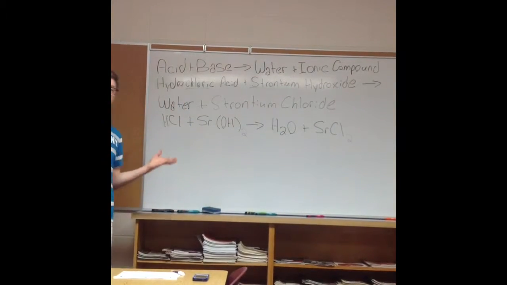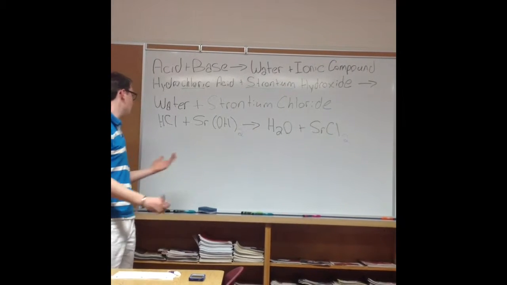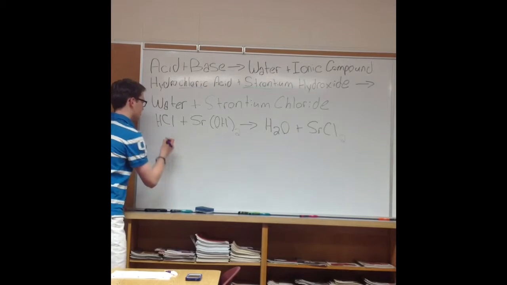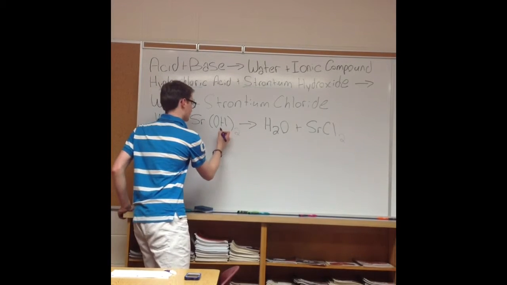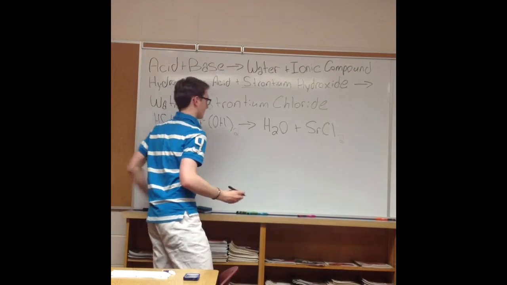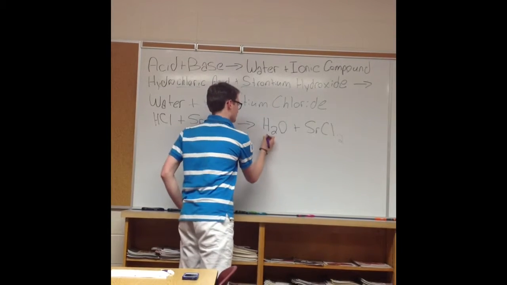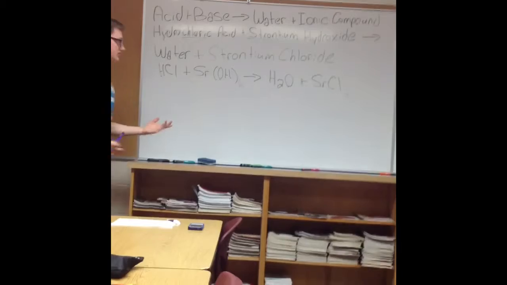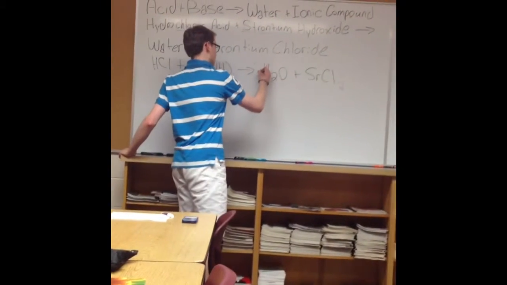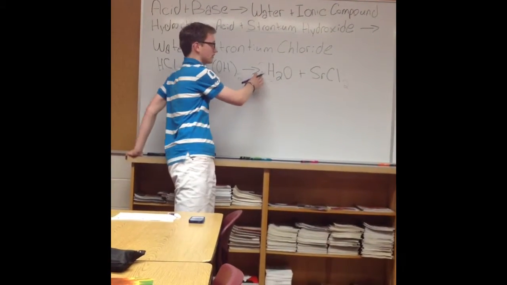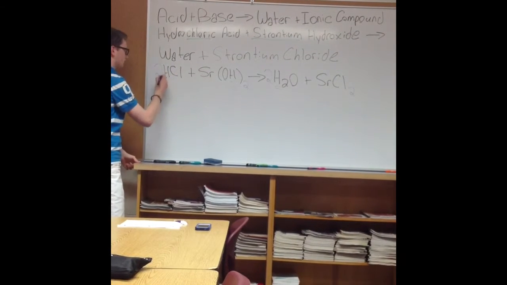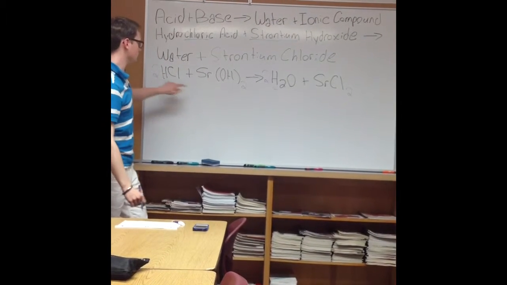Now you need to make sure that you have the same number of everything on both sides. So you have 1 hydrogen plus 2 makes 3. And over here, you have 2. So we need to make that equal. The easiest thing to do is add a 2 here. So now we have 4 over here because it's 2 times 2. Then you add a 2 to the beginning, and you have 2 plus 2 is 4.